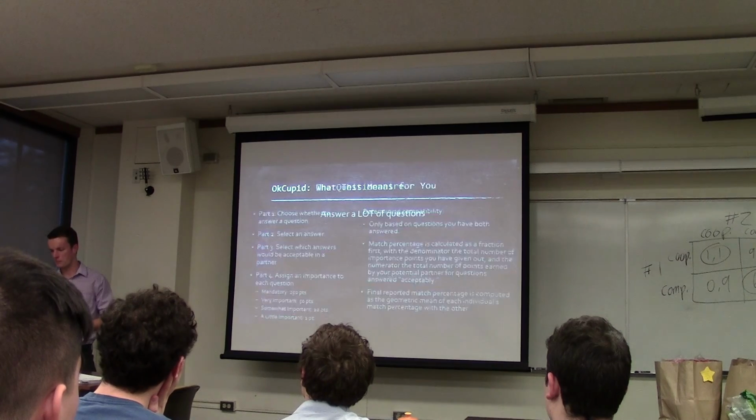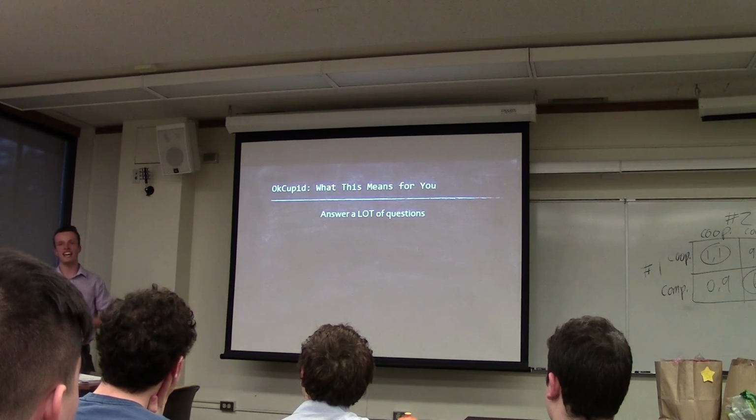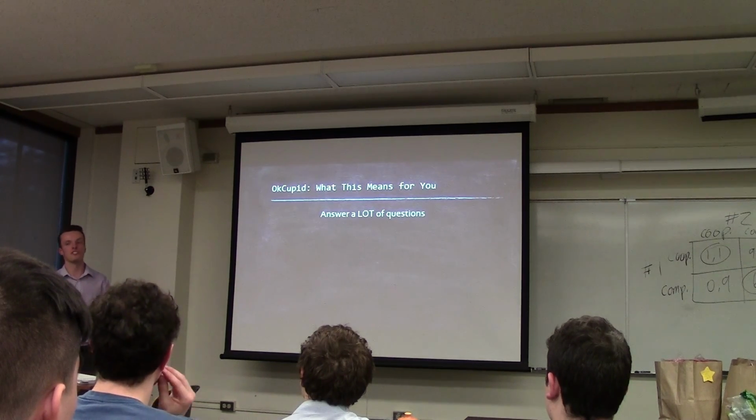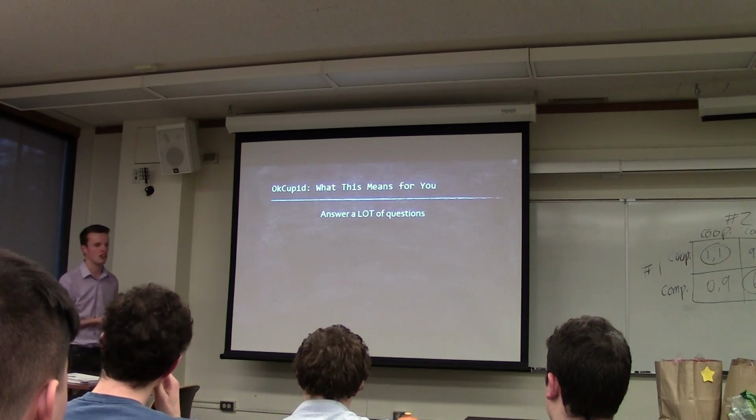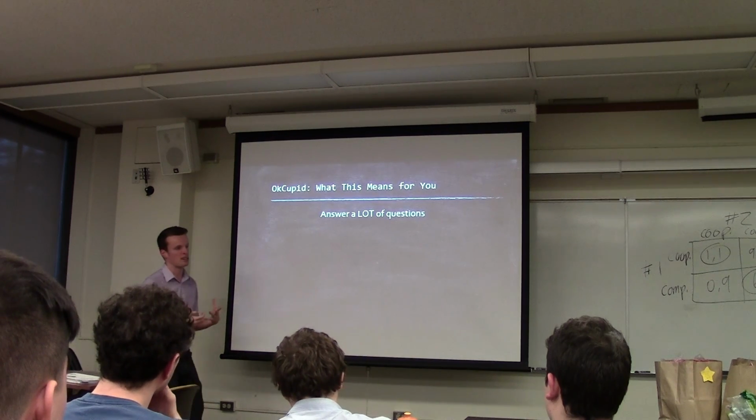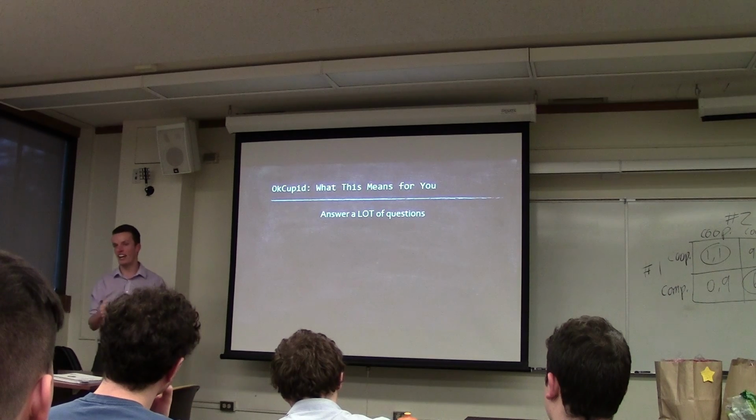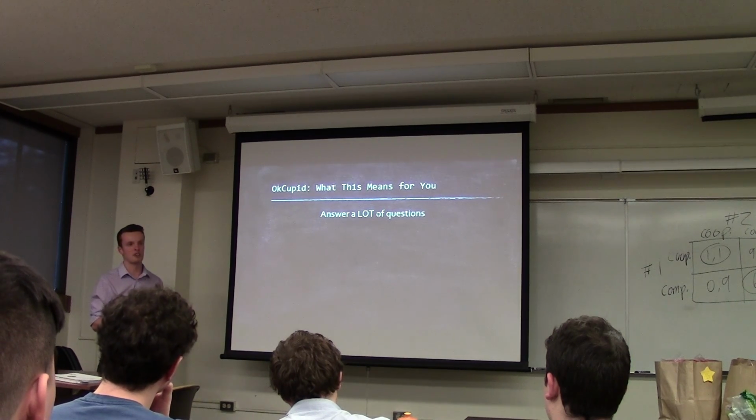What can we do? The easiest thing is to just answer a lot of questions. There are hundreds of questions on OkCupid. If someone you're interested in has only answered 20 questions, there's a good chance that you haven't answered those 20, and the fraction will be 0, even if you could potentially be a great match.